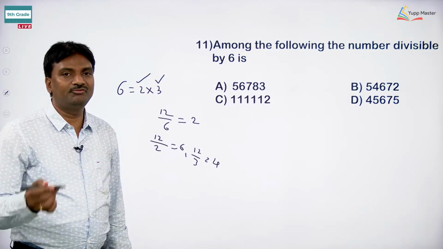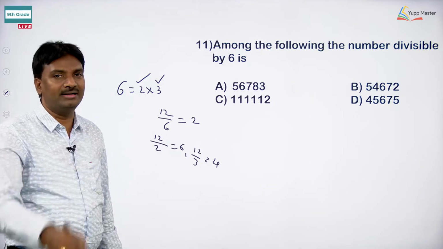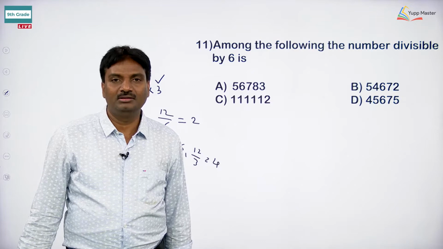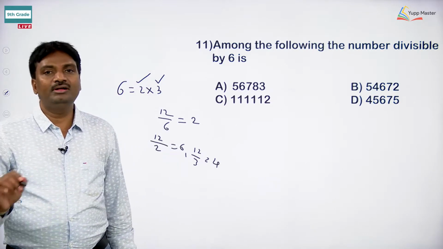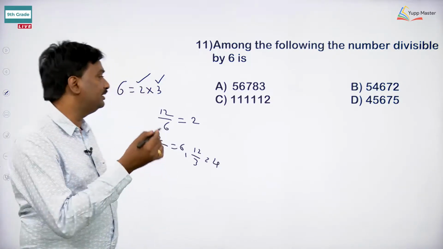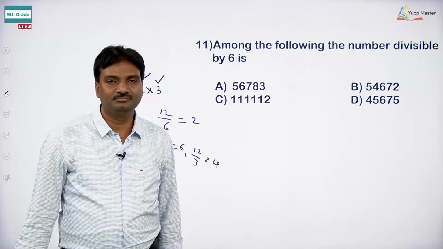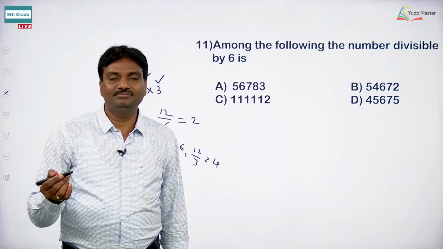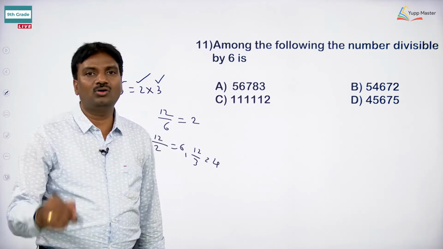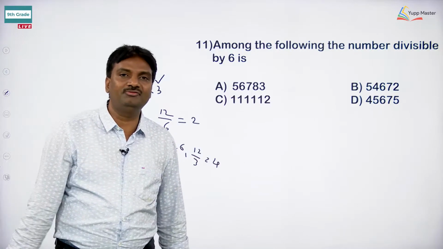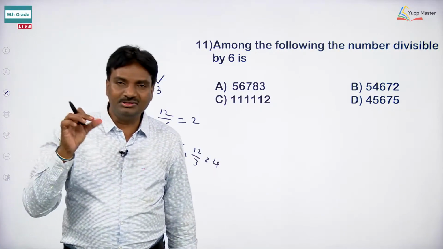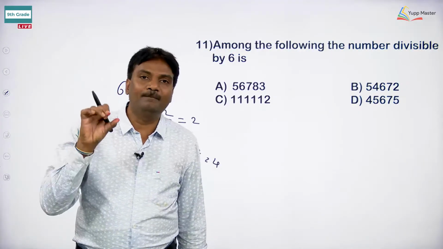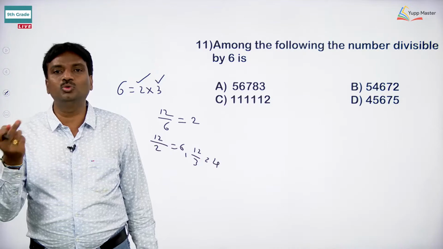So 24 is divisible by both 2 and 3: 2 twelves are 24, 3 eights are 24. If you take 42, it is divisible by both 2 and 3. If you take 9, 9 is not divisible by 6 and also not divisible by 2. A number divisible by 6 is nothing but a number that must be divisible by both 2 and 3.